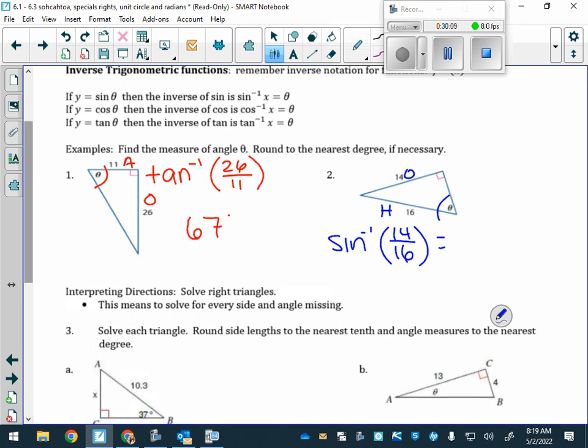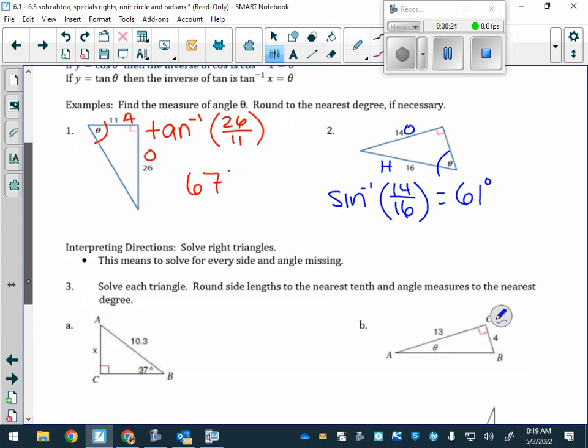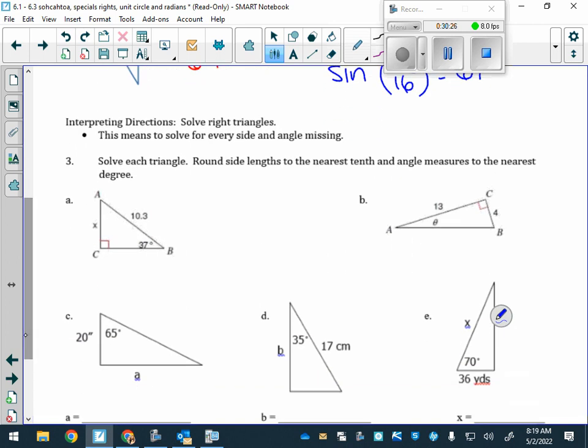Go ahead. Correct. Yep. What's my degree for number 2? 61. Good. All right. And to finish this piece off before we get into special rates, you guys are going to try these 5 on your own. However, they're given to you a variety of different ways. So use your notes, work with somebody, okay? I'm going to give you about 5 minutes, okay? Go ahead. A through E.